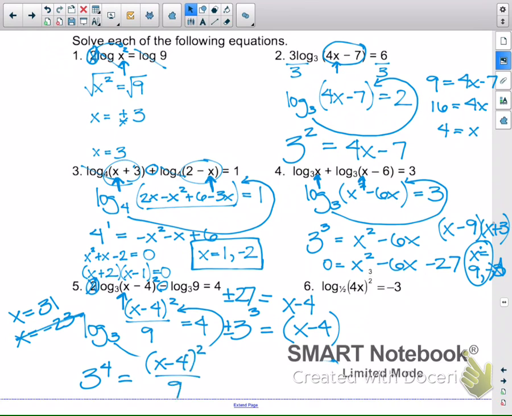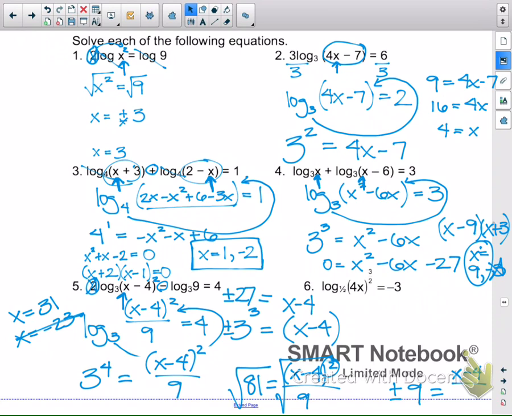If we were good there, and you can get 3 to the fourth is 81, you could also solve this way. How do I get rid of that squared? You can square root it as long as you square root everything, right? What's the square root of 81? Plus or minus 9. Square rooting a squared just gives me x minus 4.